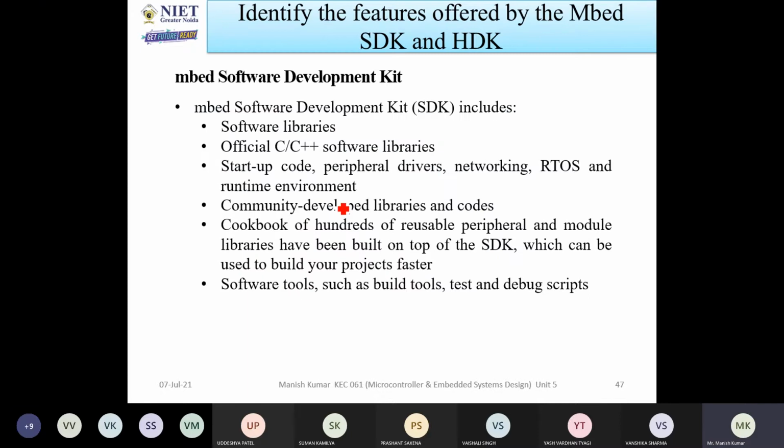First we will start with the Mbed Software Development Kit. It is called Mbed SDK. The Mbed Software Development Kit includes software libraries. There are various types of libraries that are available, like in C language or C++ language, stdio.h, and so on. What is this? These are header files. Header files include different types of libraries. Here also there are various types of libraries available. If you need a particular library, then you can use it directly.